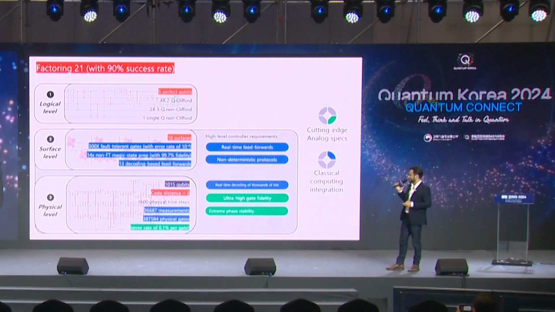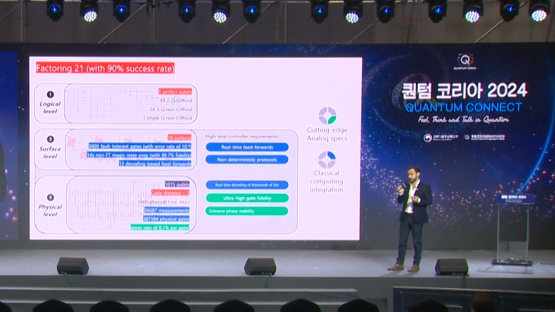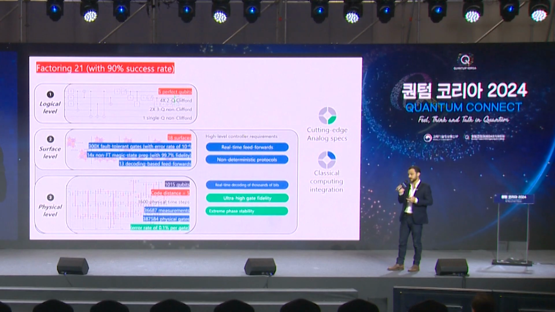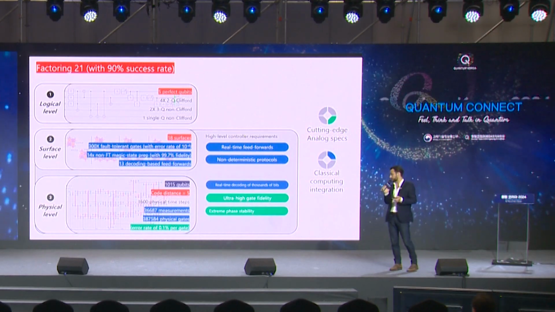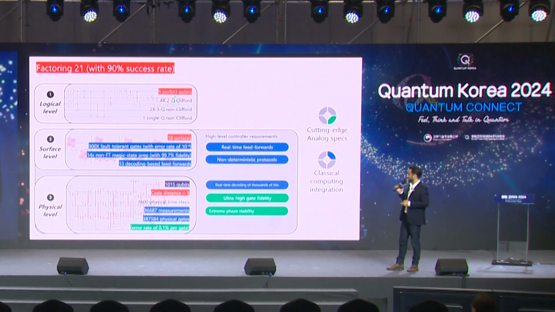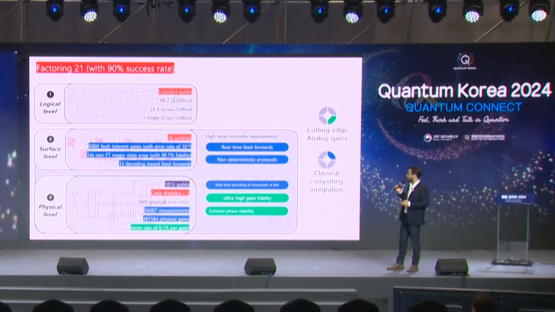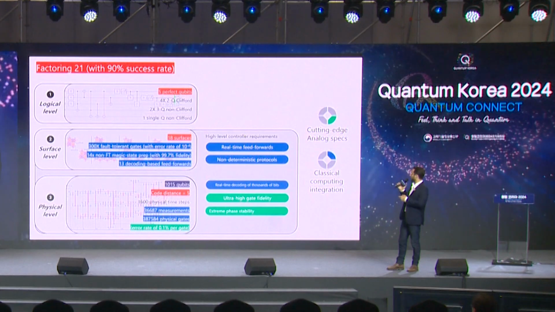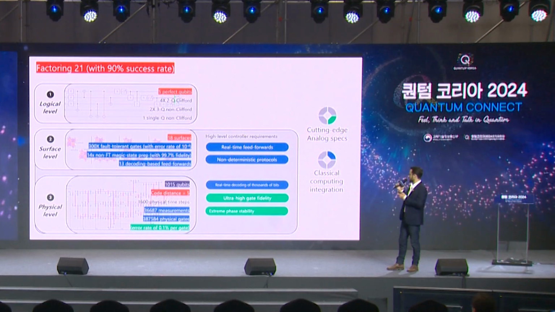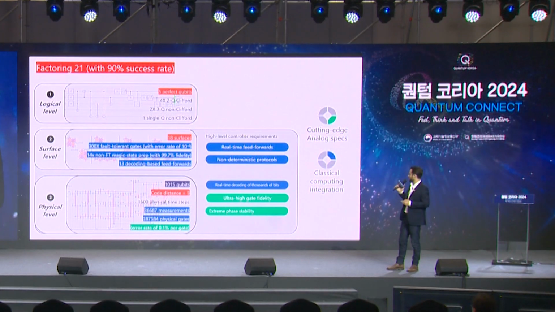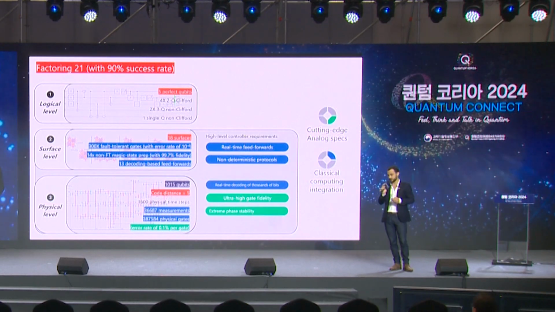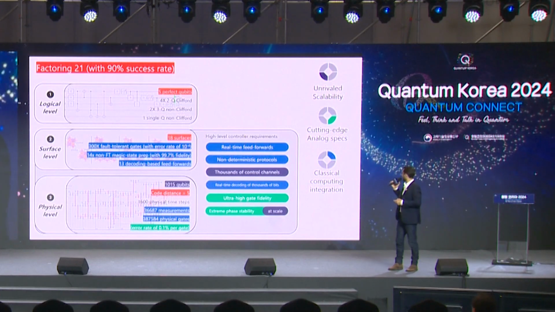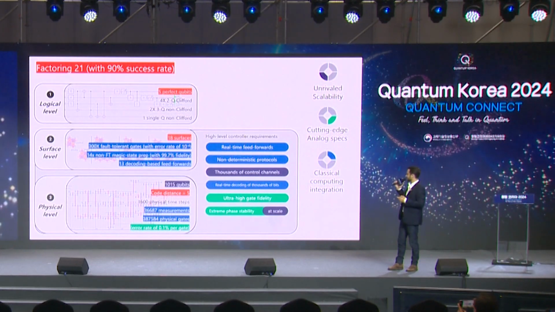Implementing the fault-tolerant gates requires a lot of processing, because these are gates that are not just sending pulses. Each one of them requires processing. We have the magic state preparations, 13 decoding-based feed-forwards. All of this requires a lot of processing, real-time feed-forward, non-deterministic protocols, real-time decoding of thousands of bits, and so on and so forth. The third component is scalability.